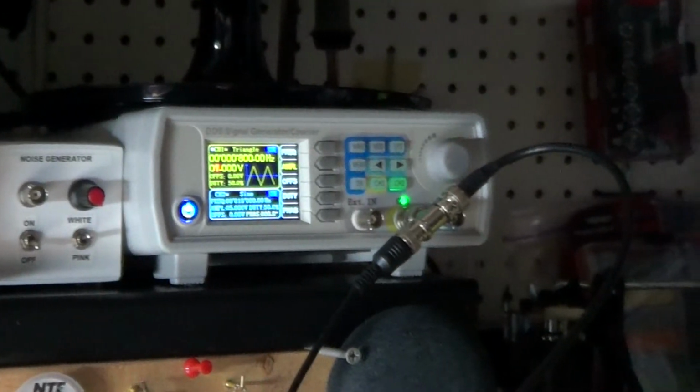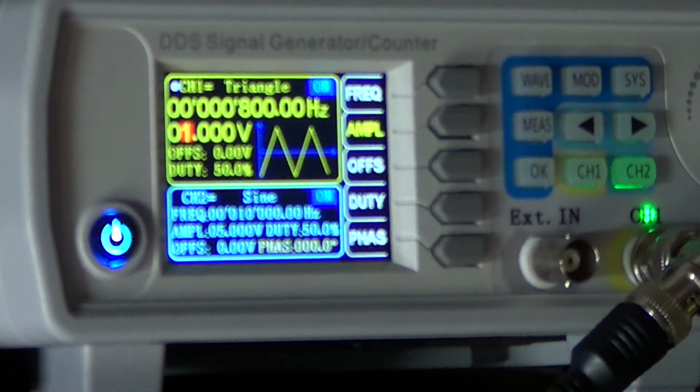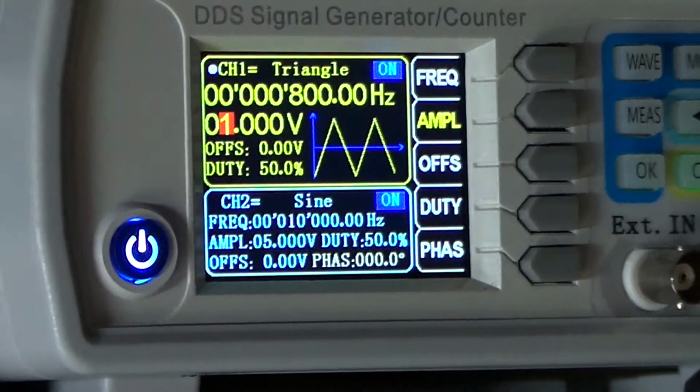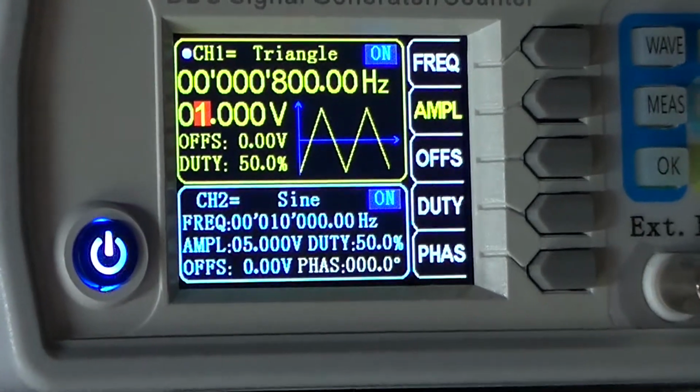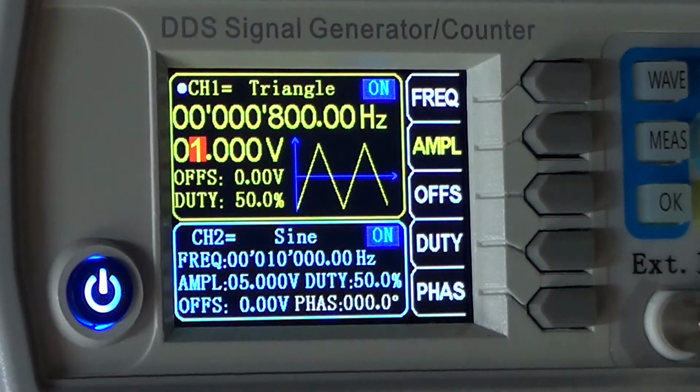this function generator, currently emitting a triangular wave of 1 volt peak-to-peak at 800 Hz. I have chosen a triangular wave to begin with, because it has a rich content of harmonics, and we can better see what happens when the input signal voltage increases.